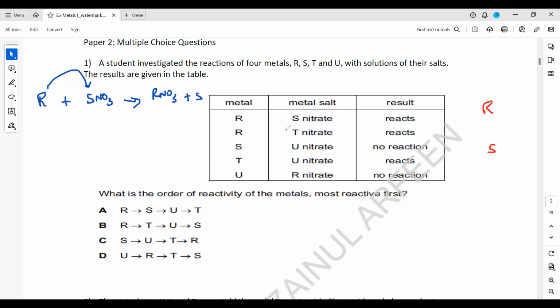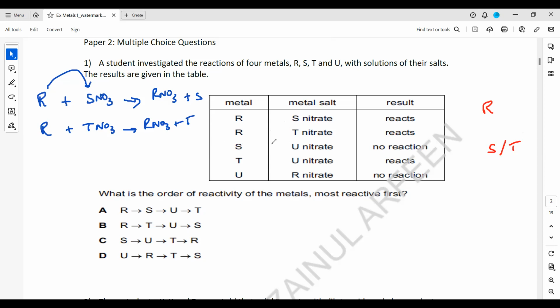Then R with T. We have R reacting with T nitrate. There is a reaction, meaning it will become R nitrate plus T separated. So again, which is more reactive? R is more reactive. So R is more reactive than S, and R is also more reactive than T. But we don't know between S and T which is more reactive, because there is no comparison here.